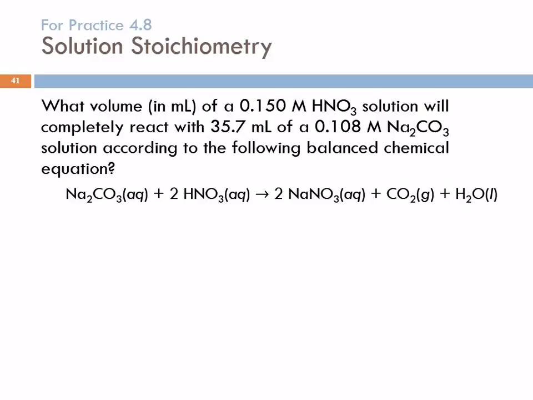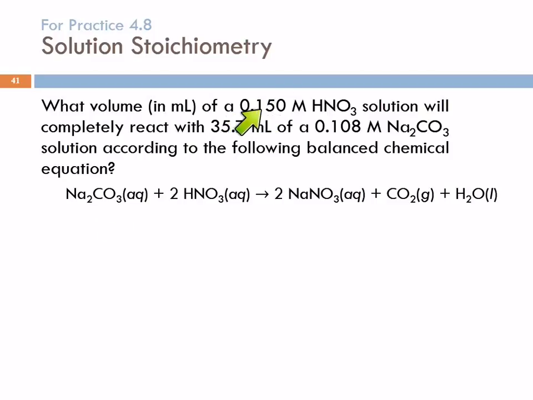What volume in milliliters of a 0.150 molar HNO3 solution will completely react with 35.7 milliliters of a 0.108 molar Na2CO3 solution, according to the following balanced chemical equation? So what I've been trying to teach you is read all the way through the question and then go back and pull out the numbers and identify what those are. In stoichiometry, we have a balanced chemical equation, and we can use this equation to organize these numbers.